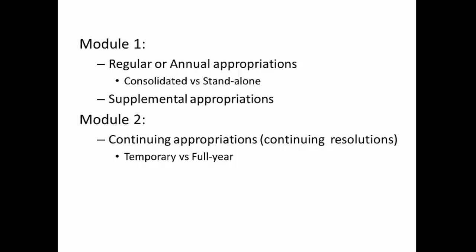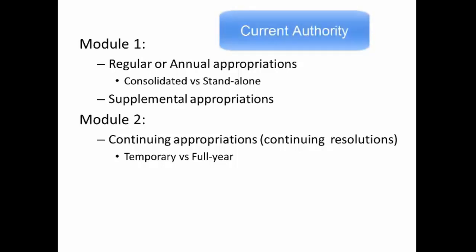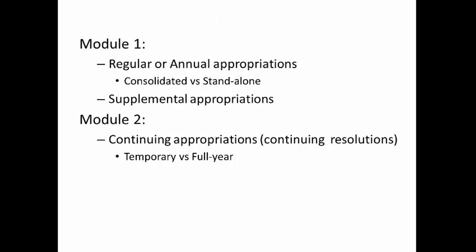Modules 1 and 2 cover what is defined as current authority. Based on the timing of legislative action, budget authority made available by Congress for the fiscal year during which the funds are available for obligation, like annual appropriations, is defined as current authority.